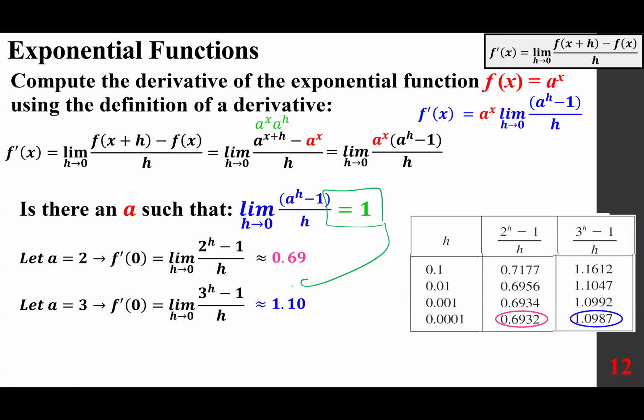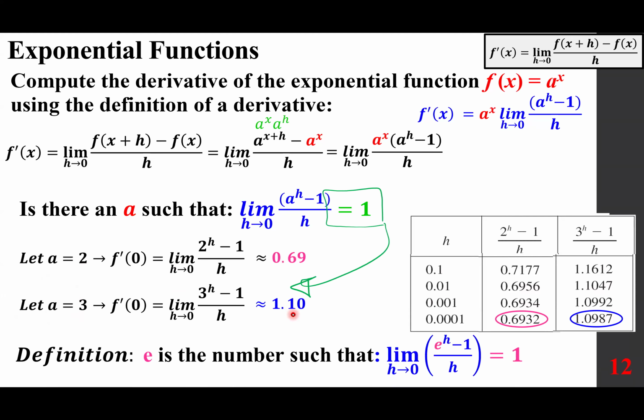but for sure, if 2 results in 0.69, 3 results in 1.1, there must be a number between 2 and 3. In fact, closer to 3 than 2. And you probably remember it's 2.718, and it continues indefinitely. So now we are going to define e as follows. e is the number such that the limit of e to the power of h minus 1 over h as h approaches 0 is 1. So that's the way to define it now. Okay.